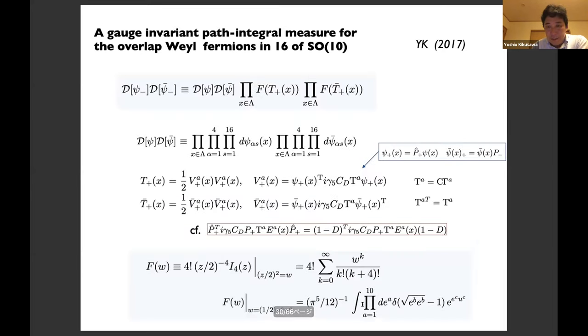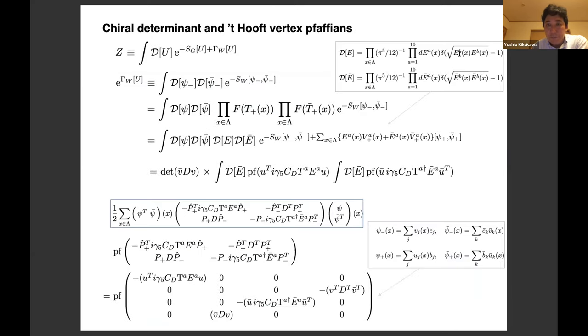By using this integral representation, we can introduce the SO(10) vector spin field as an auxiliary field, and then we can write the path integral using path integration of the SO(10) vector field, E and E bar. The action is given by the original action for the left-handed field, and here we have a product of the SO(10) vector field and the bilinear SO(10) vector operator in terms of the right-handed field, psi plus and psi plus bar. This looks like the Yukawa terms, but I do not introduce the kinetic term for psi plus and psi plus bar. Only the Yukawa terms.